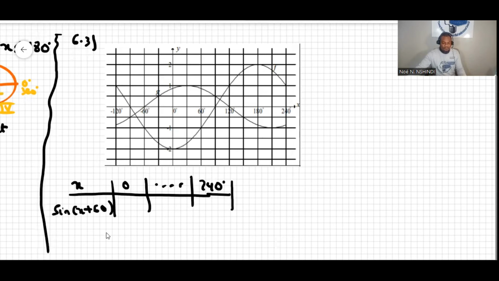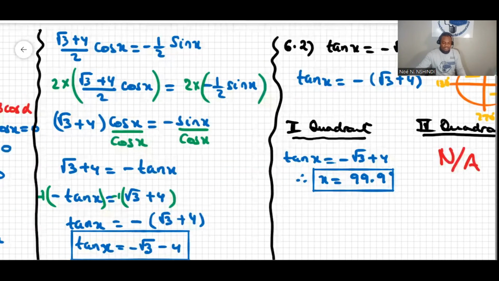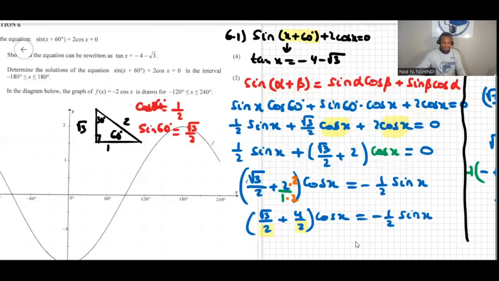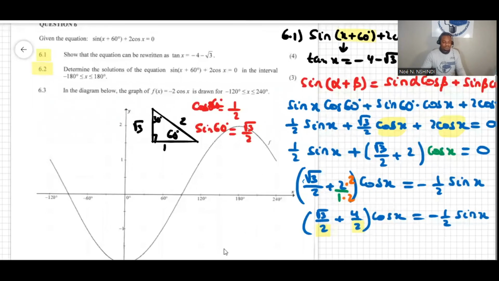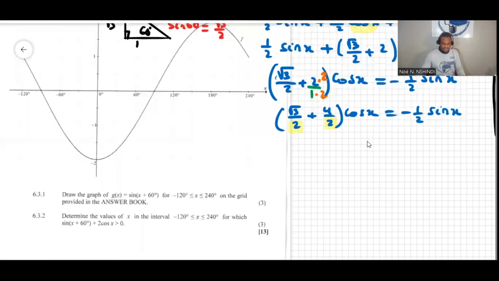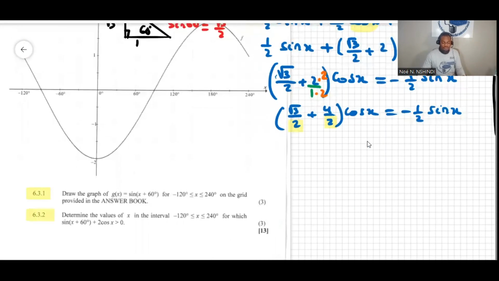Now, that was 6.3.1, but not 6.3.2. The question says determine the values of x in the interval -120 degrees less than or equal to x less than or equal to 240 degrees, for which sine of x plus 60 degrees plus 2 cos x is greater than 0. All right, I'm going to move my board here.